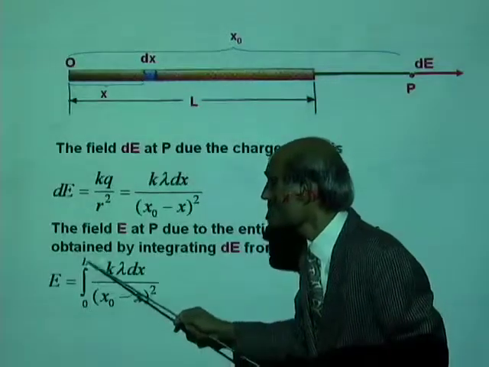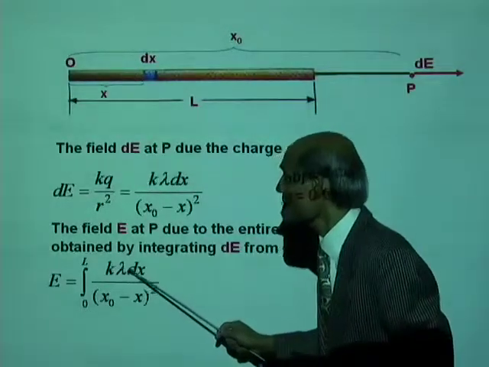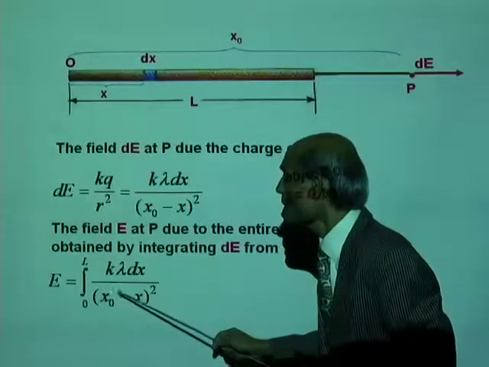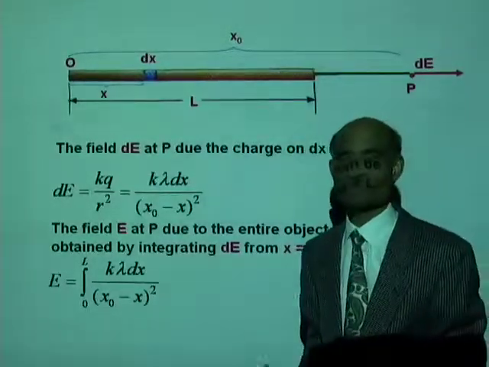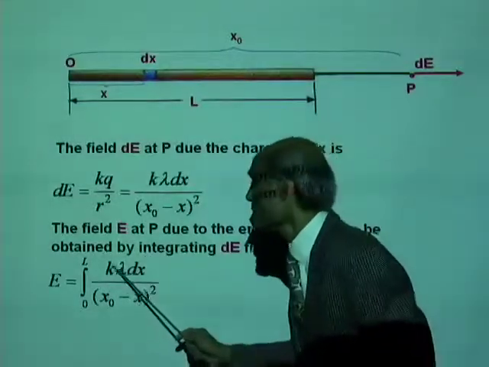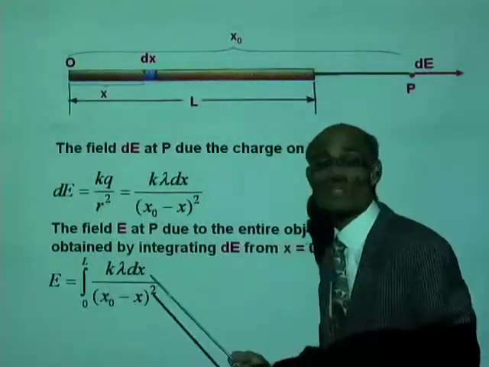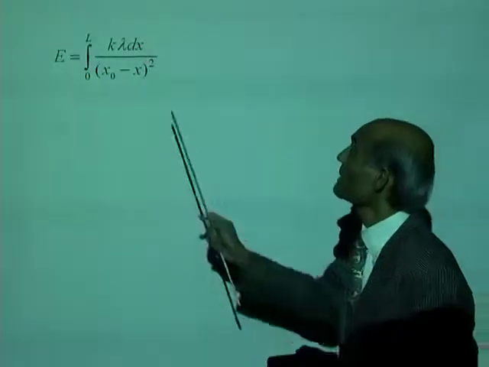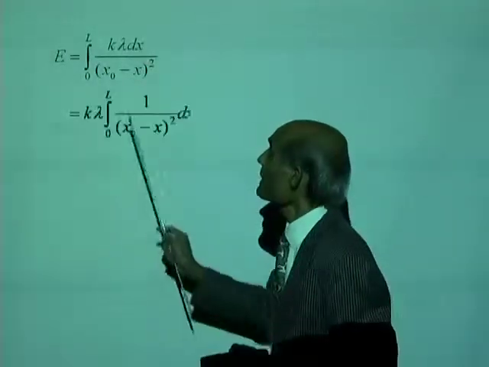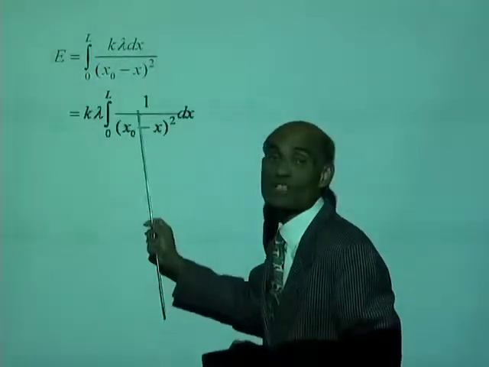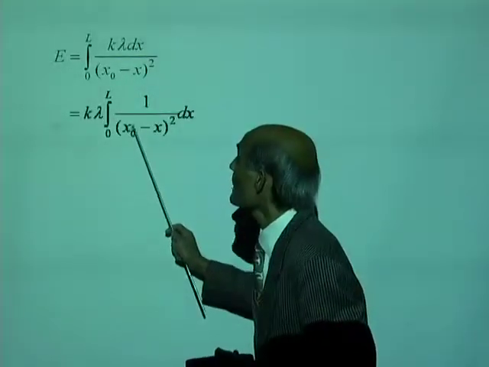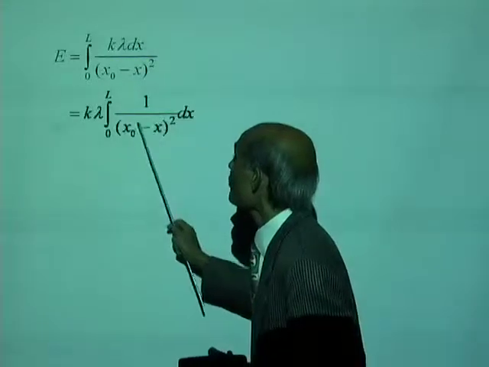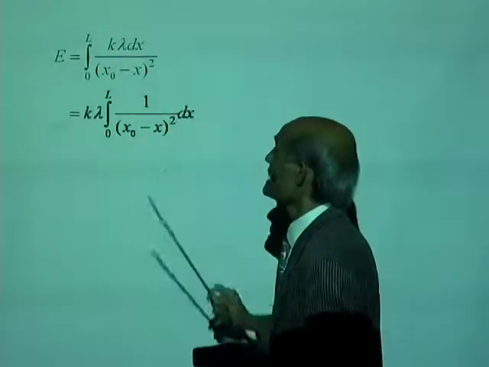Integral from 0 to L of k lambda dx over (x0 minus x) all squared. Now k lambda is a constant that can come out. Let's do this integration. K lambda is a constant that comes out. Integral of 1 over (x0 minus x) all squared dx.